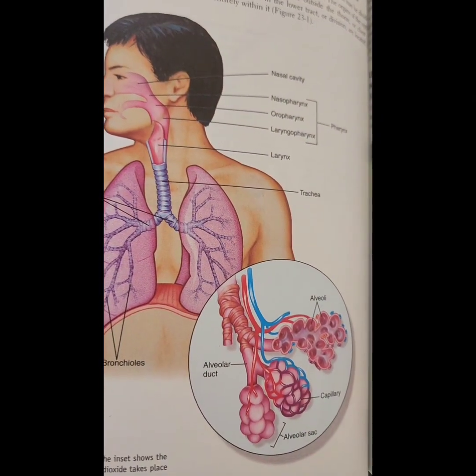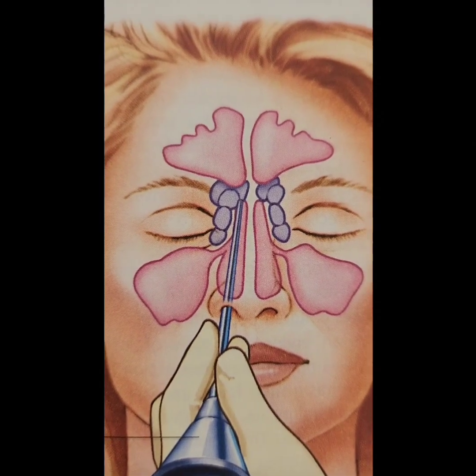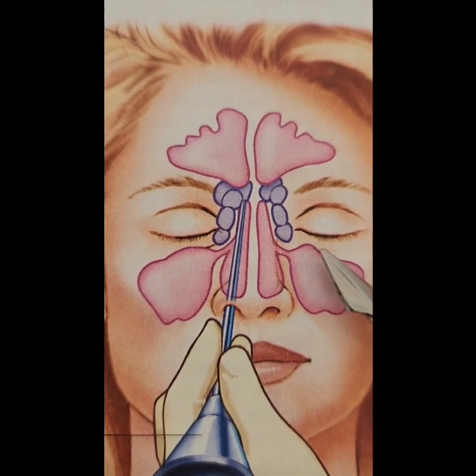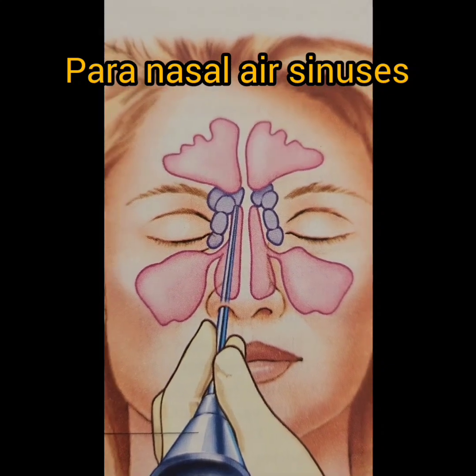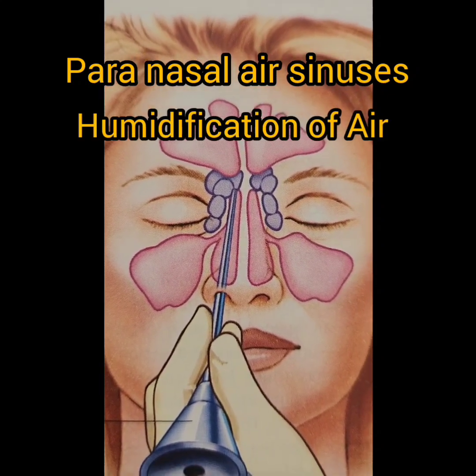The proximal part of the respiratory tract is conductive, and the distal part where exchange of the gases happens is the respiratory part. Pocket-like extensions of the nasal cavity into the skull bones form the paranasal air sinuses. They help in humidification of air.